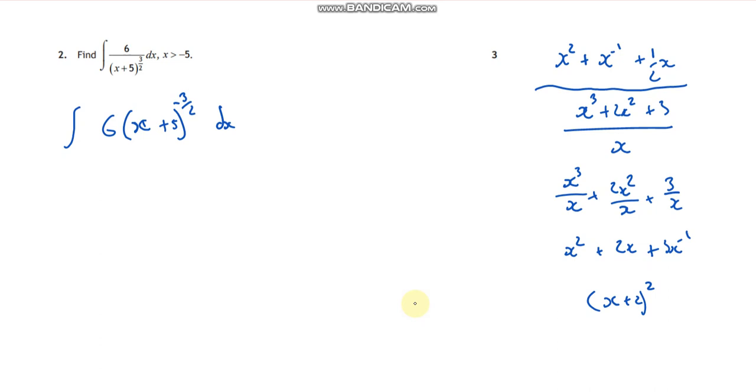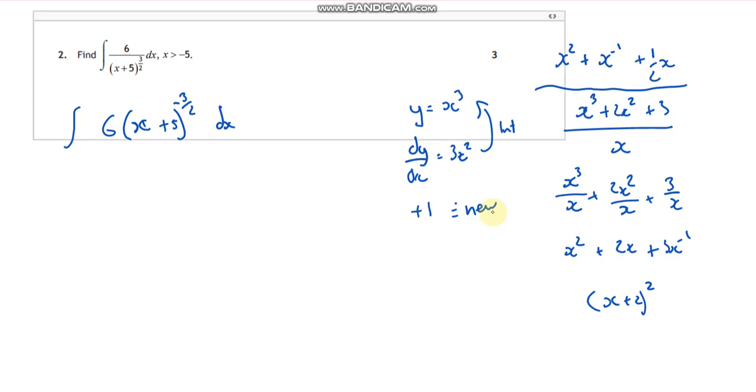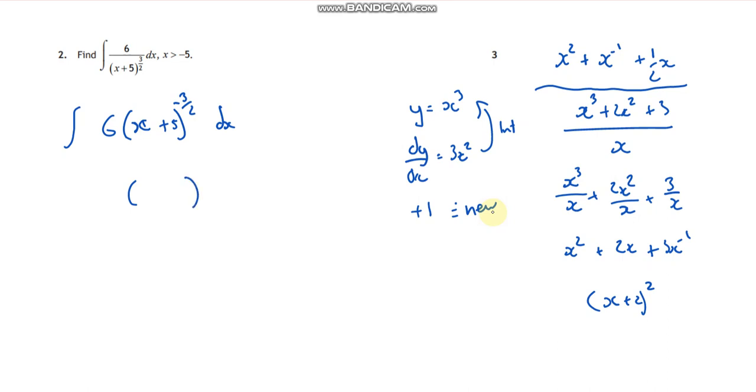The next thing I would do is just on the side of the page remind myself what I'm doing when I integrate. Before, I said that y was x cubed, so dy by dx is 3x squared. So if you want to go back the way, that's you integrating. How do you get from here to here? Well, you add 1 on to the power and divide by the new power. So if I add 1 to the power negative 3 halves, now 1 is 2 halves, that'll give me negative a half. So I've added 1 on, and then I'm going to divide by the new power.